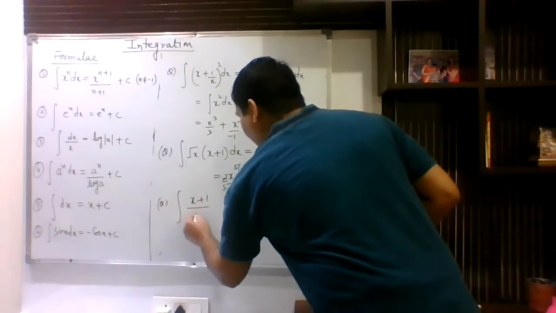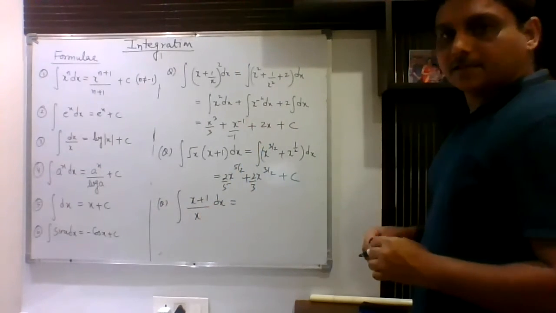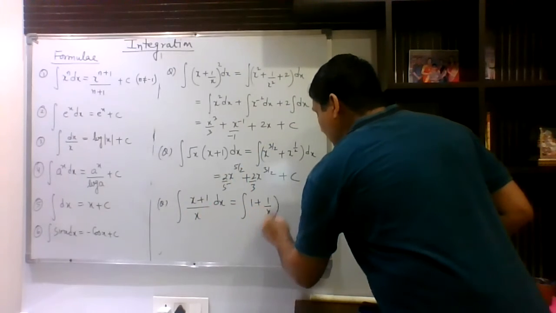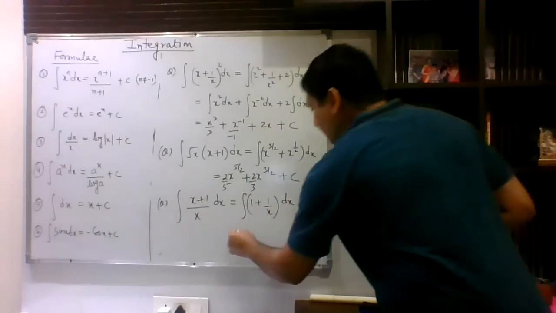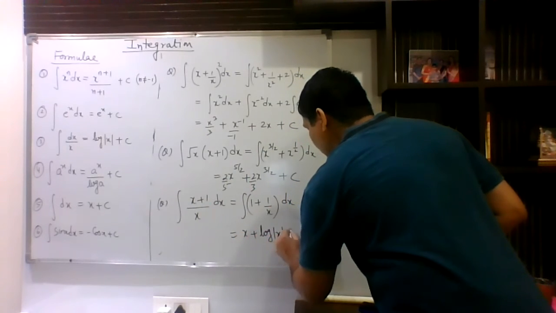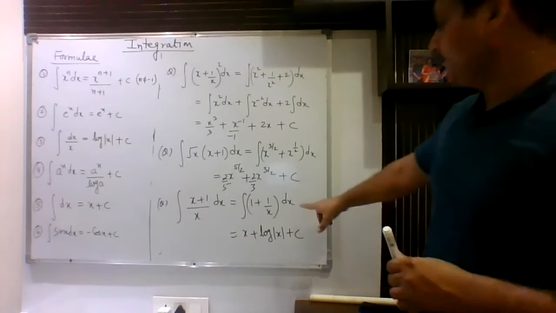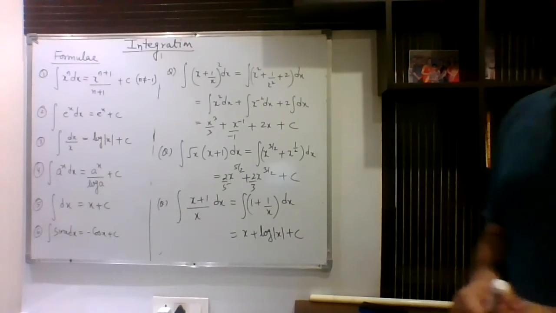You can write one more. X plus 1 upon x dx. Now here we can write this as 1 plus 1 upon x, just integrate. This will be the answer for this particular question. Just write down these.